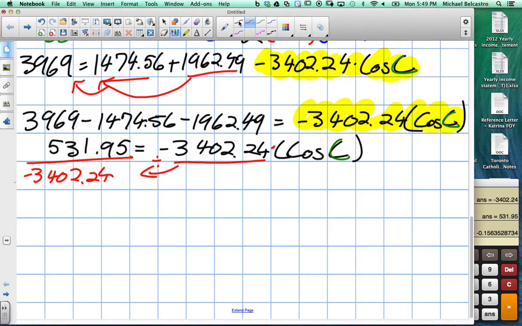This is a really small decimal, but we have to be very accurate. So it's negative 0.15635. I'm going to go to 5 decimal places, because of the 2 right beside the 5.